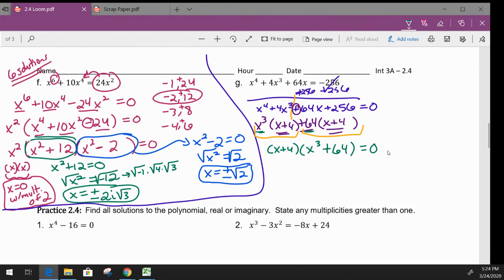All right, so now we're almost getting there. The x plus 4 is a linear factor because x is to the 1st power. So we're done factoring that one. If I set that factor of x plus 4 equal to 0, subtract 4, I get a solution of negative 4. So that's one of my solutions, but I need to have 4 solutions altogether.